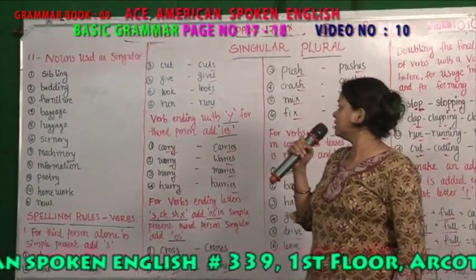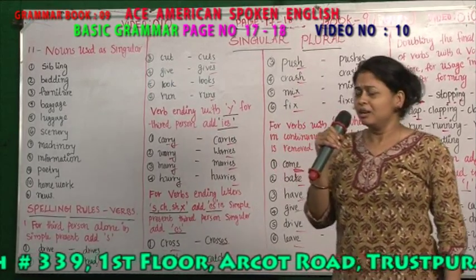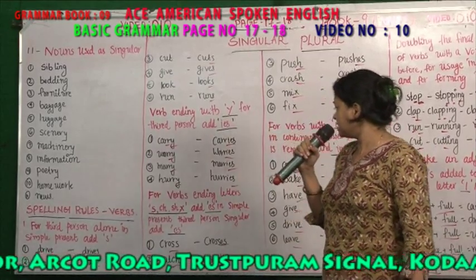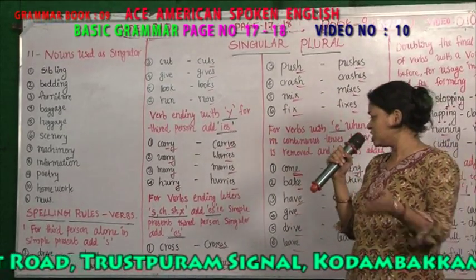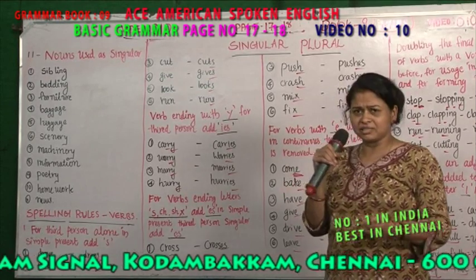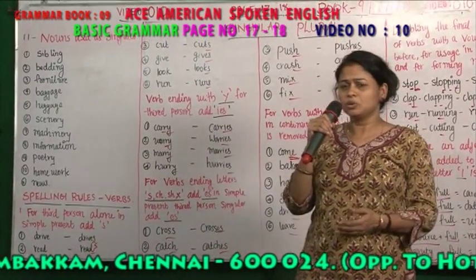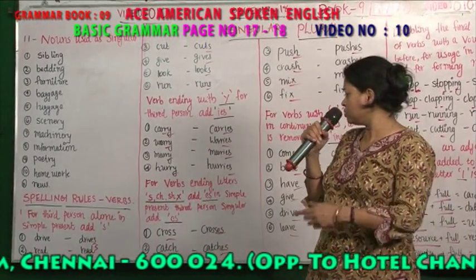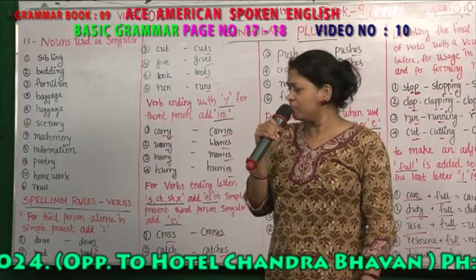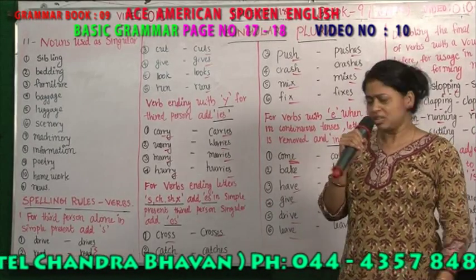Some nouns can be used as both singular and plural, like sibling, furniture, baggage, luggage, etc. And some verbs change when we make them third person singular, like drive: I drive, you drive, but he drives. I read, you read, he reads.